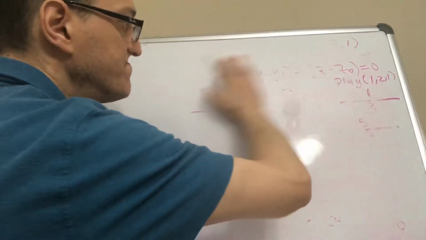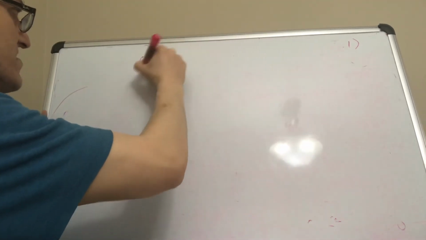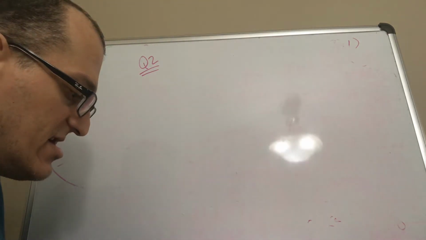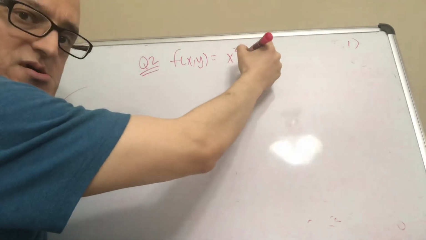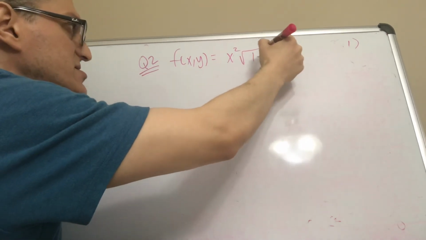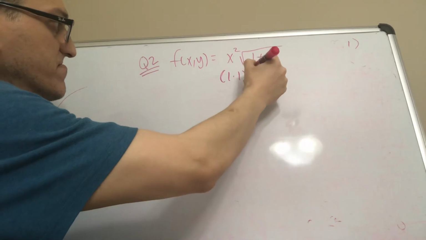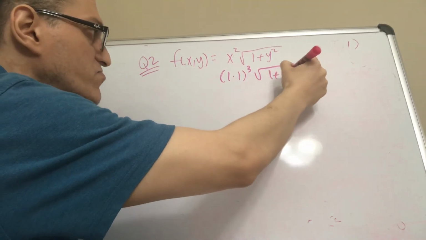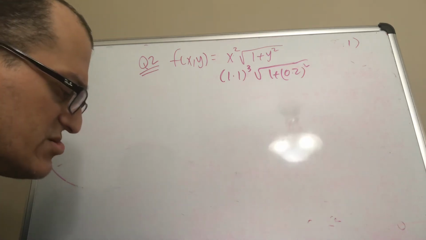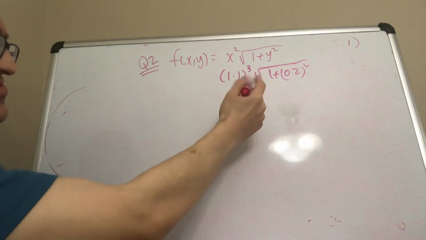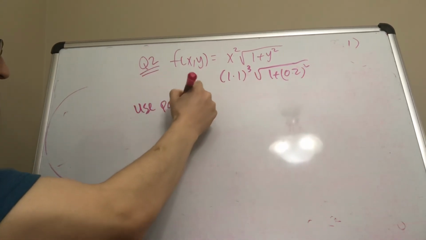Question 2. In question 2, linear approximation, similar to question 2 in worksheet 6a. The function is x squared times the square root of 1 plus y squared, and use it to approximate 1 plus 0.2 squared. Use a point close to this. A point for x close to this would be 1, and a point for y close to this would be 0. So we're going to use (1, 0).